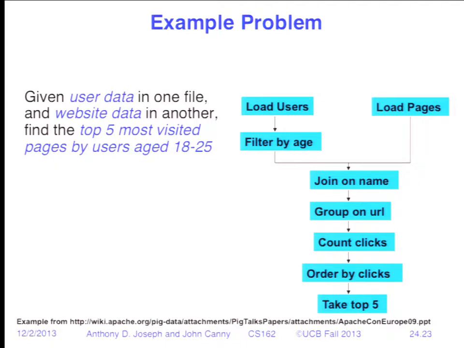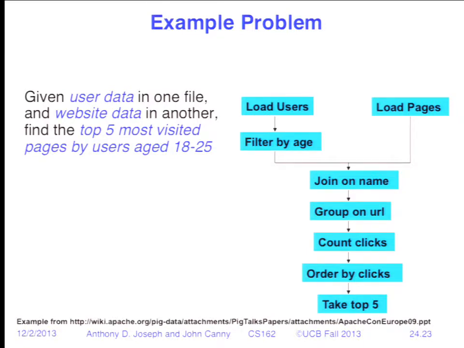So here's a question a business intelligence person at Yahoo might want to know the answer to, because they're going to try and sell ads or figure out which sites should have the most expensive ads on them. Given user data in a file, so this is information about your users, and given website data, so this is click data, click traffic, find the top five most visited pages by users aged 18 to 25. So that's my target demographic. So this is what it would look like if I wanted to write it sort of database style.